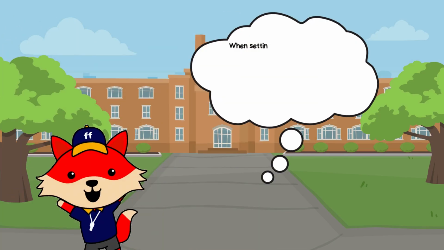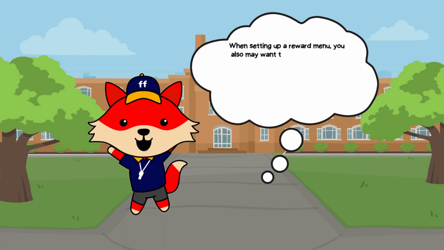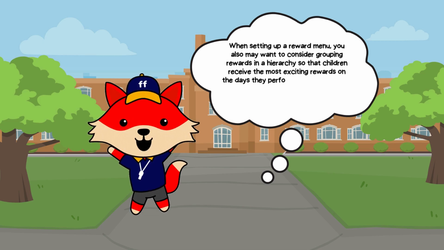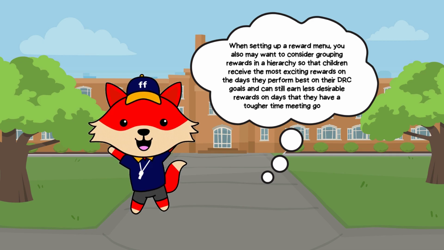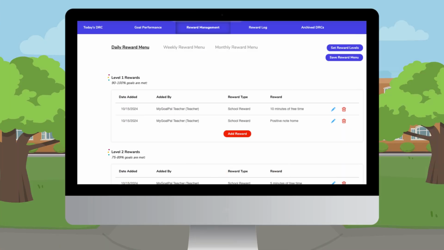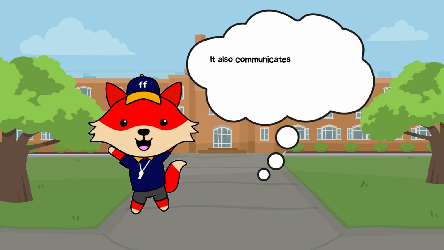When setting up a reward menu, you also may want to consider grouping rewards in a hierarchy so that children receive the most exciting rewards on the days they perform best on their DRC goals and can still earn less desirable rewards on days that they have a tougher time meeting goals. Using a leveled reward system can help a child stay motivated throughout the day, even when they get off to a rough start. It also communicates to the child that perfection is not expected and acknowledges the child's efforts towards meeting goals.